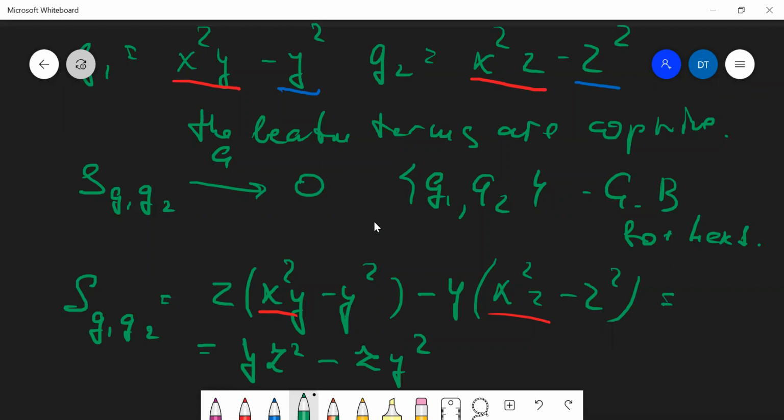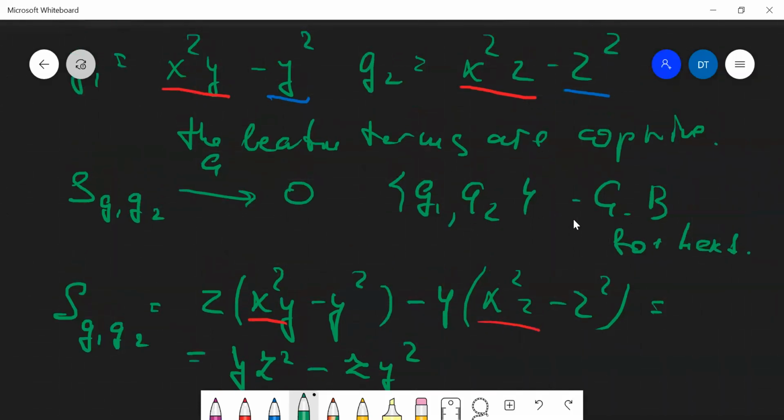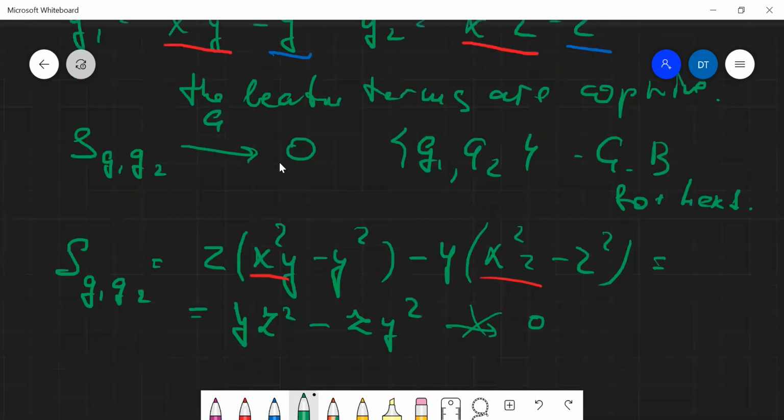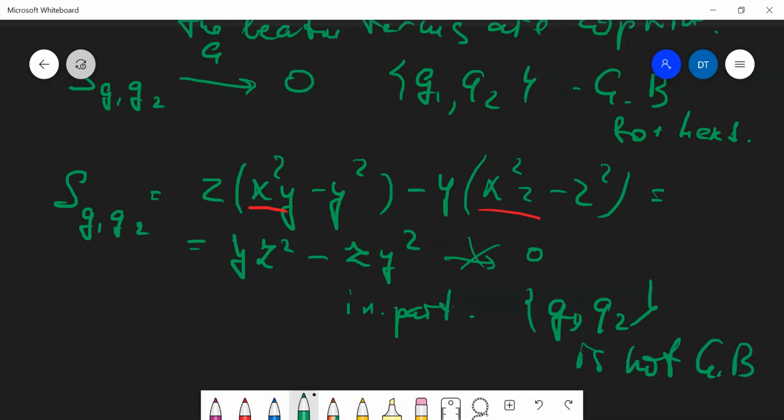Okay? The question: is it reducible to zero or not? No, it's not, because neither of the terms is divisible by the leading terms of the initial polynomials. So it's not reducible to zero. In particular, this means that G1, G2 is not a Grobner basis with respect to lex two.